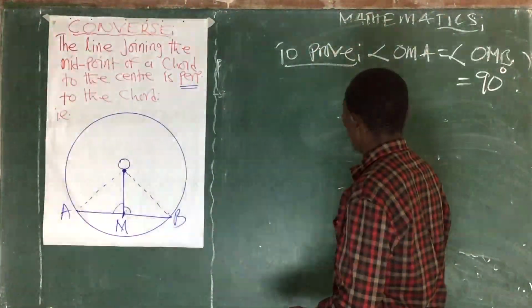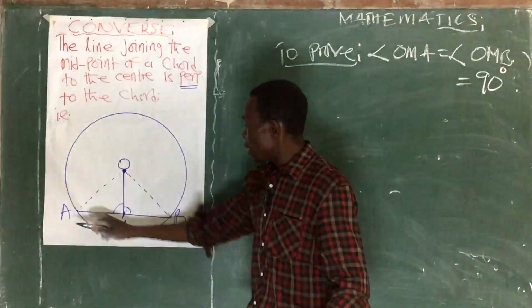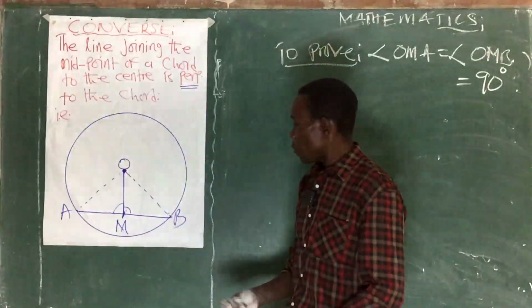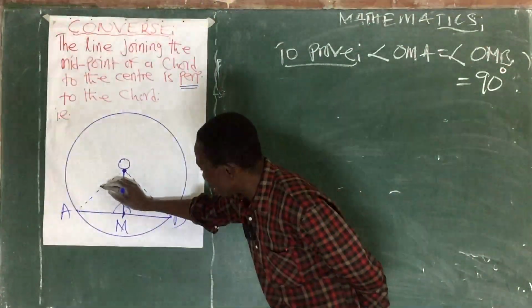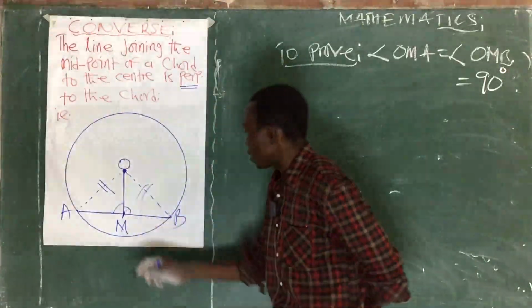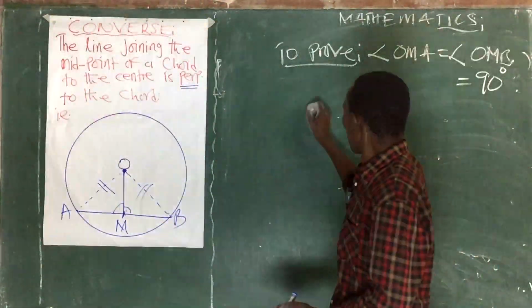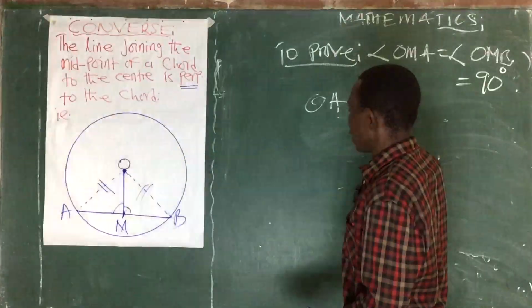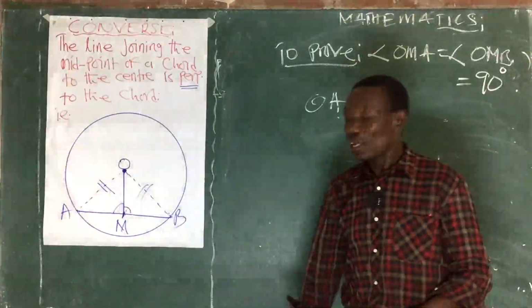So now, make sure that you have joined A to O and B to O. What do you expect again? This side should be the same as that other side. We expect our OA to be equal to OB. Why?